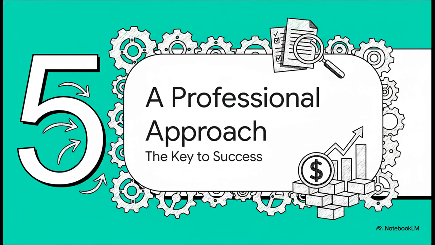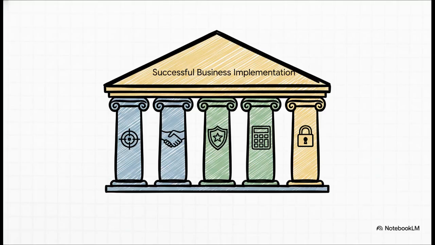So as we start to wrap this up, the big theme here should be pretty clear. Your success with stablecoins in a business setting comes down entirely to having a diligent, structured, and, well, professional approach. And these are the 5 pillars that hold the whole thing up. You need a clear mission, partners you can trust, strong internal rules, super diligent accounting, and rock-solid security. If you get these 5 things right, you're building on solid ground.